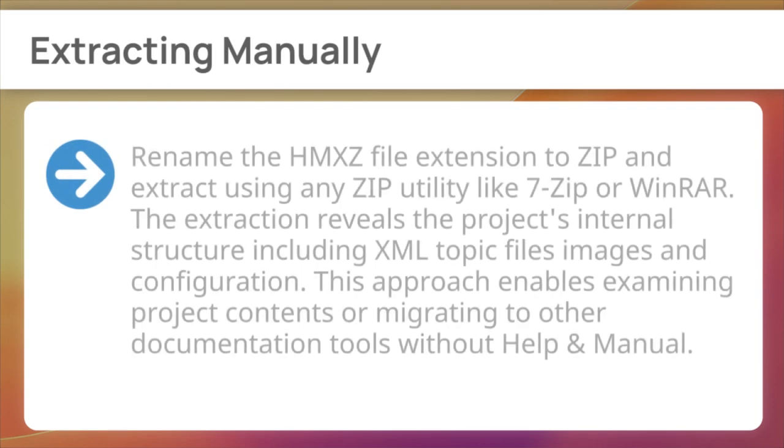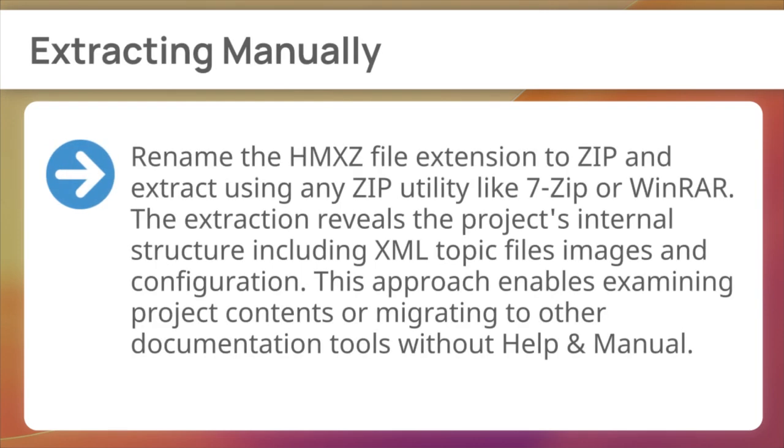Next, extracting manually. Rename the HMXZ file extension to zip and extract using any zip utility like 7-zip or WinRAR. The extraction reveals the project's internal structure, including XML topic files, images, and configuration. This approach enables examining project contents or migrating to other documentation tools without Help and Manual.